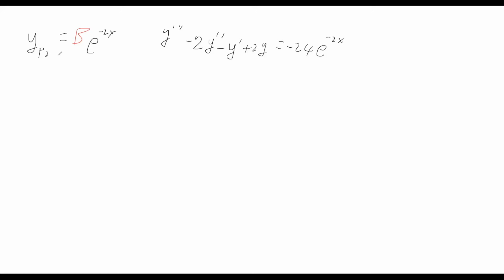All right, so the second particular solution is e to the negative 2x, and again we want to find out what the coefficient is for this differential equation. Now again, if you look at the right hand side, we are only looking at the last term, the negative 24 e to the negative 2x, because we took care of the first three terms in the previous part, which is when we were looking at the first particular solution.